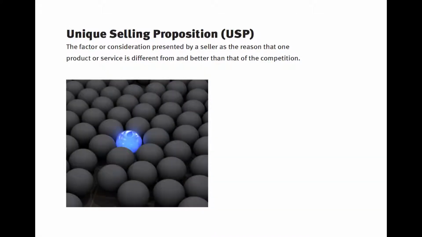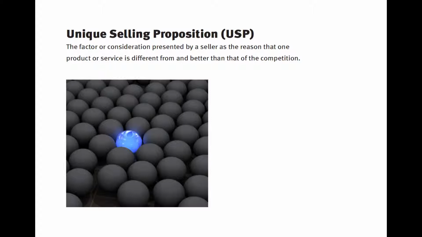So, what is a unique selling proposition? The USP is the factor or consideration presented by a seller as the reason that one product or service is different from and better than that of its competition. Basically, why are you better than your competition? That's exactly what each ad has to do: identify the differences between your clients and their competitors. This is really important, because otherwise, if you're all the same and there are no differences, it just comes down to who's cheaper, and that's never the case.